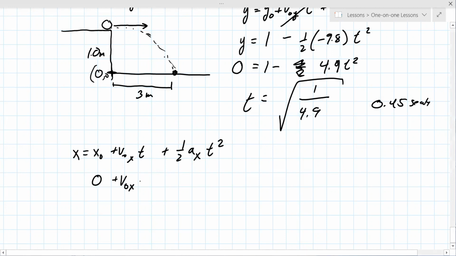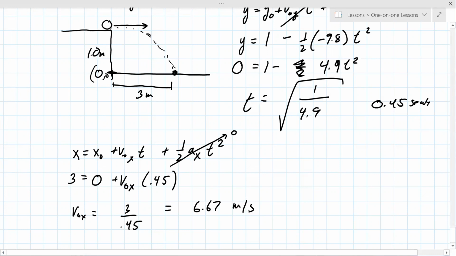The time we just found out is 0.45. What is the acceleration in the x direction? 0, right? x is how far it went. We know it went 3 meters. So our equation started out really complicated and then it became really simple. 3 divided by 0.45 is 6.66666. So 6.67 meters per second.